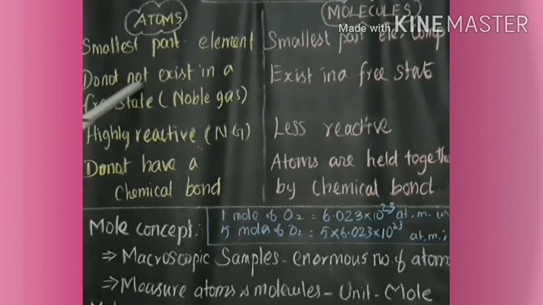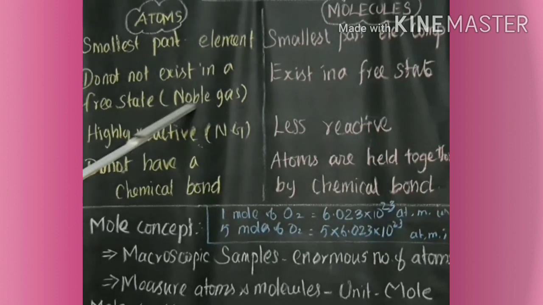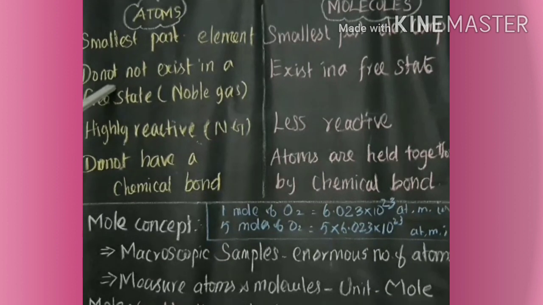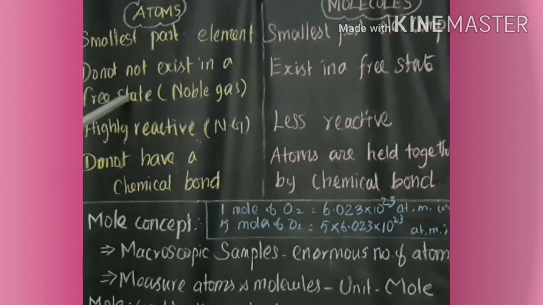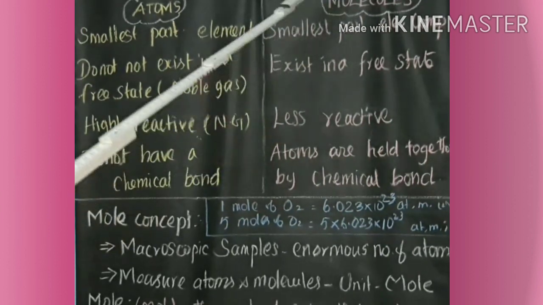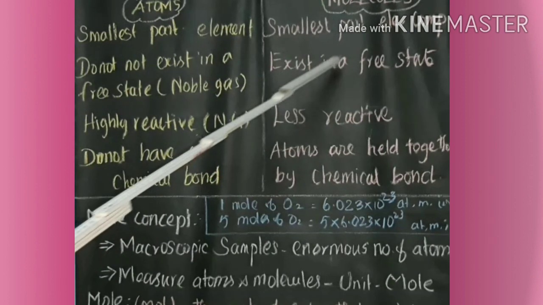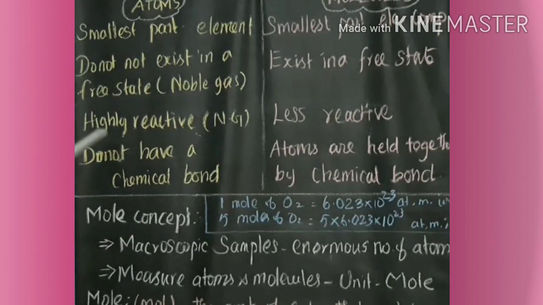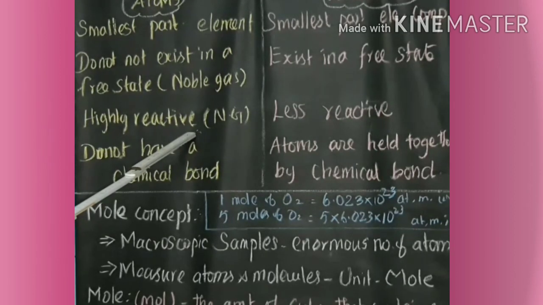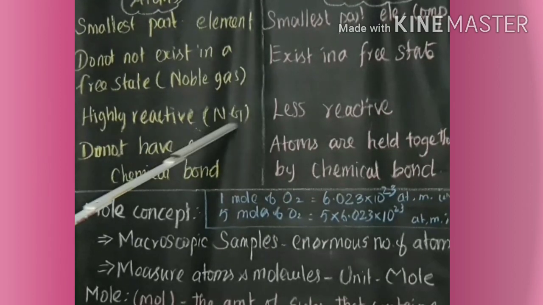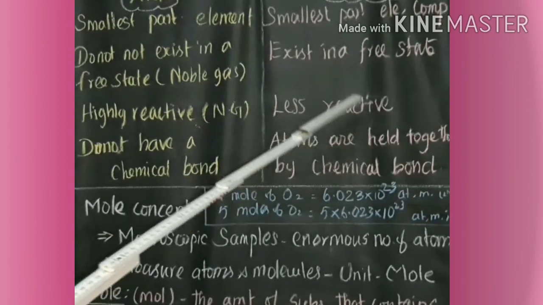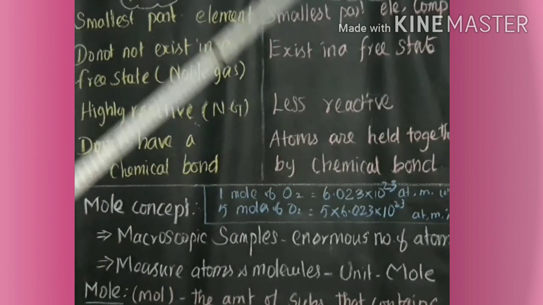And atoms do not exist in a free state except noble gases. The noble gases have the capacity to exist in a free state. But atoms do not exist in a free state, while molecules exist in a free state, since they are stabilized by chemical bonds. And atoms are highly reactive. They have a tendency to make a bond with a neighboring atom. Except noble gases, all atoms are highly reactive, but molecules are less reactive since they are stabilized by bonds.